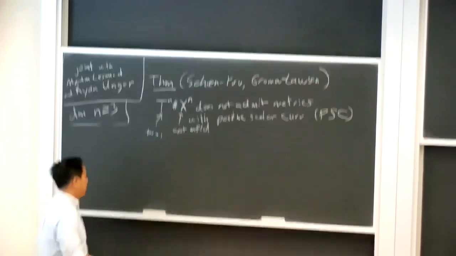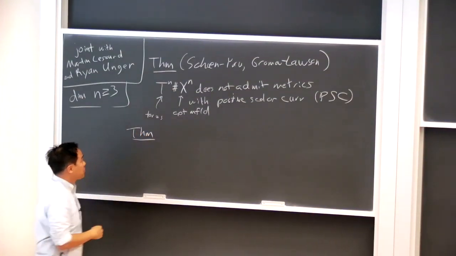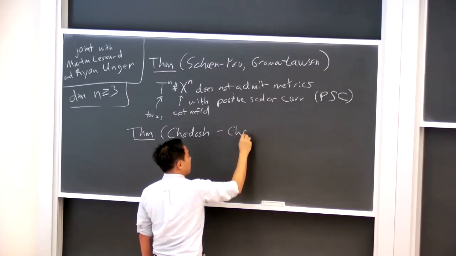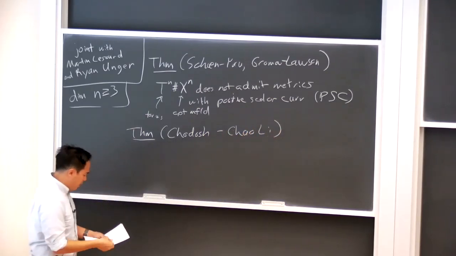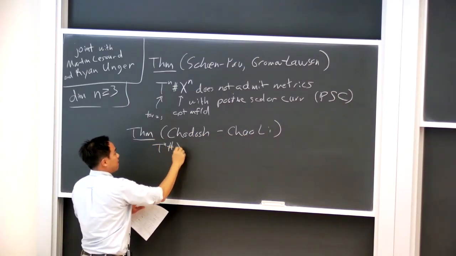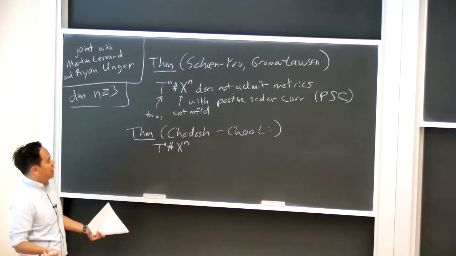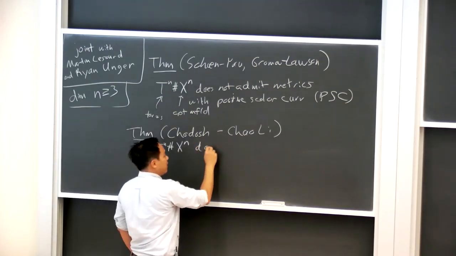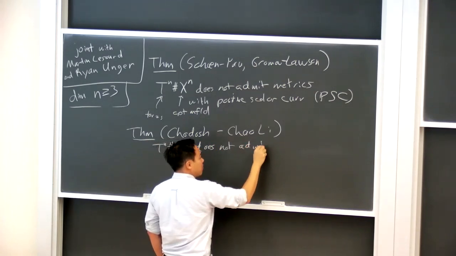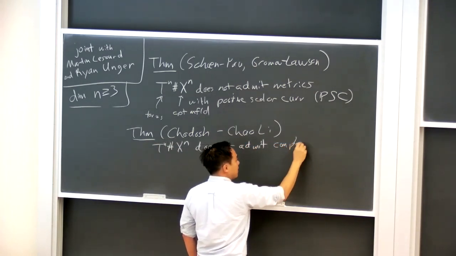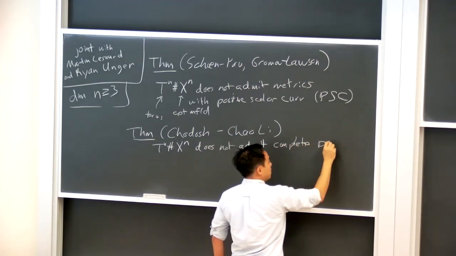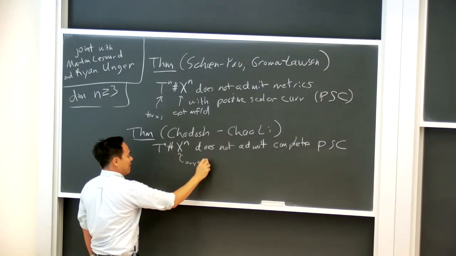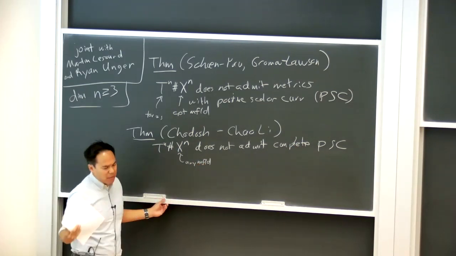And actually I don't remember what year it was, but a few years ago, this theorem was generalized by Otis Chodosh and Chao Li. What they showed was that you can't even do it if you allow X^n to be non-compact, in other words, as long as it's complete. So this does not admit complete PSC. Here the difference is that this is just any manifold now, without boundary.